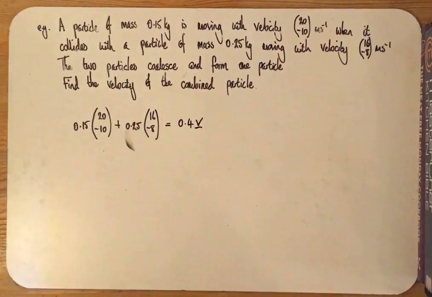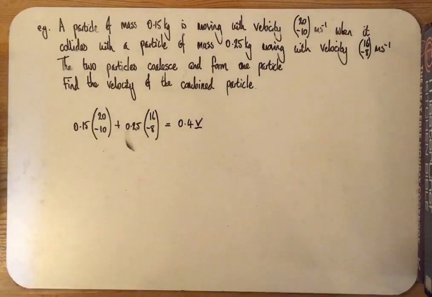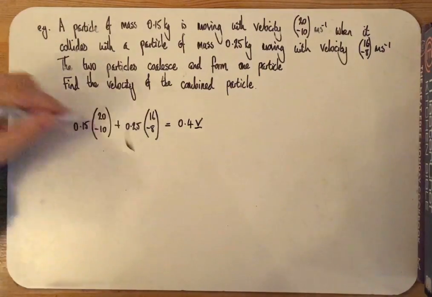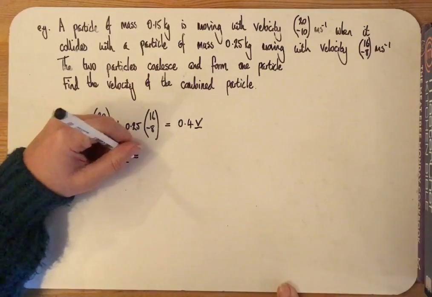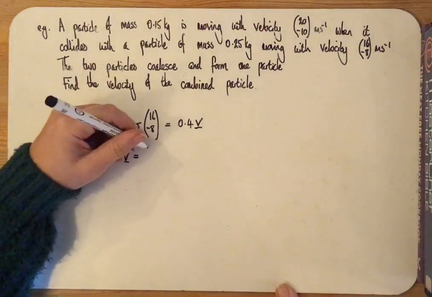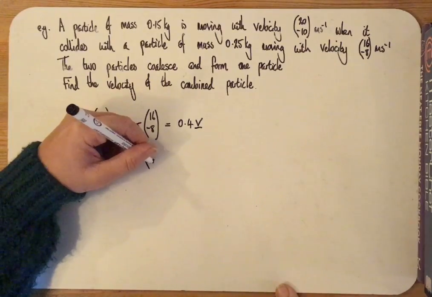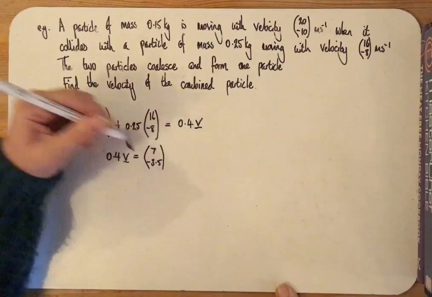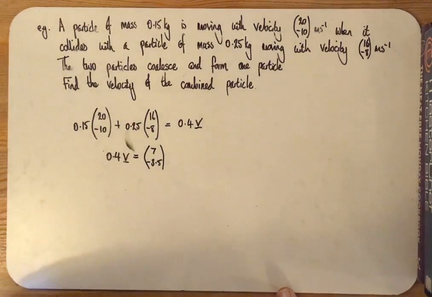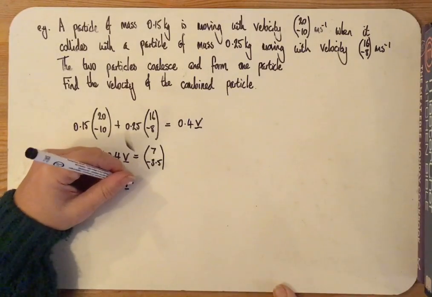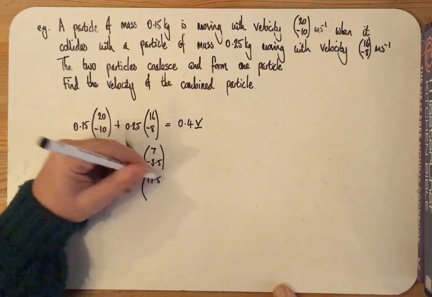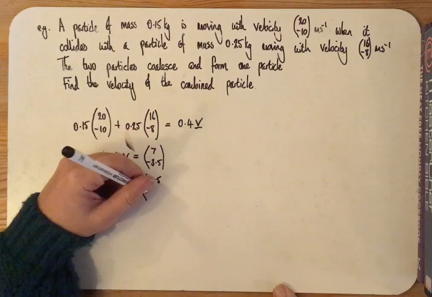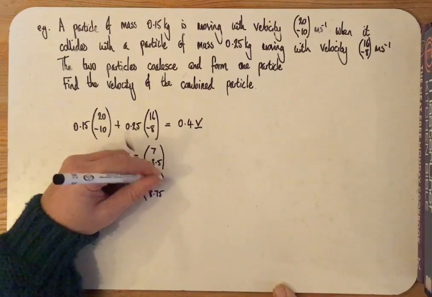Just try and underline your vectors if you can. It's easy to forget, and you won't get penalised for it, but it's worth remembering. If you combine this lot together, you end up with 0.4v is equal to 7i minus 3.5j. And then dividing through by 0.4 gives you v equals 17.5i minus 8.75j.